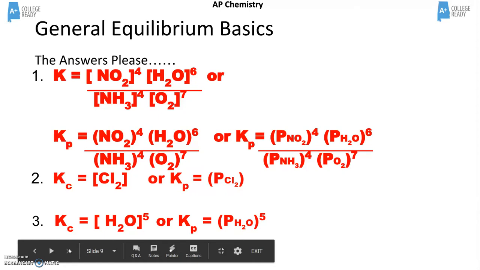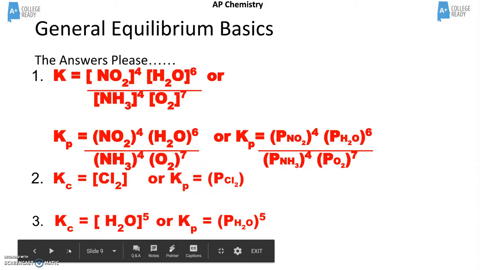Then if you notice the answer for number 2, it's basically just chlorine. And then in concentration form with brackets, in pressure form, it is a P in front of the chlorine in parentheses. Same thing with number 3. If you're dealing with concentration, again, molarity, it's in bracket form. But if they ask you for pressure, you need to put it in parentheses with a P in front of the substance, raised to its coefficient.